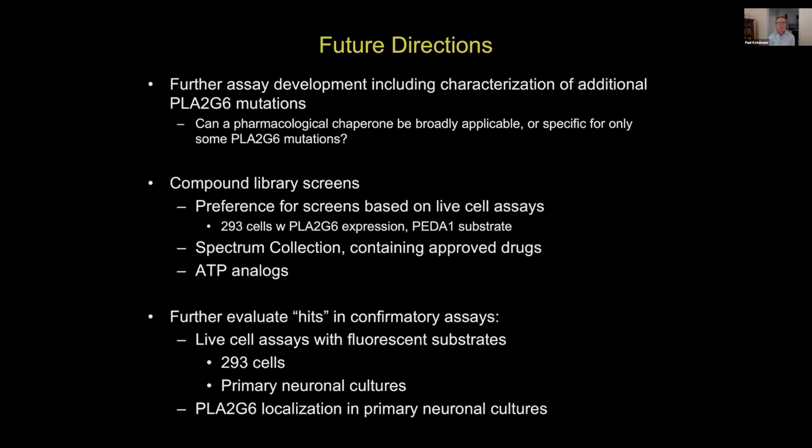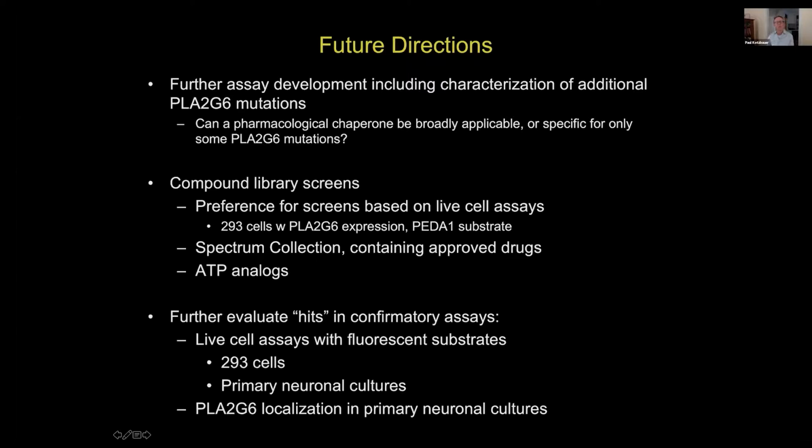In terms of future directions, we are thinking about further assay development, including characterization of additional mutations. We want to understand how broadly applicable this is. Obviously, it's not going to work for mutations that don't produce a full-length protein. And so that does mean it essentially could be applicable to only a subset of INAD patients. But the question is, is it really even specific for only a subset of the missense amino acid change mutations? And I think we need more data to understand that.